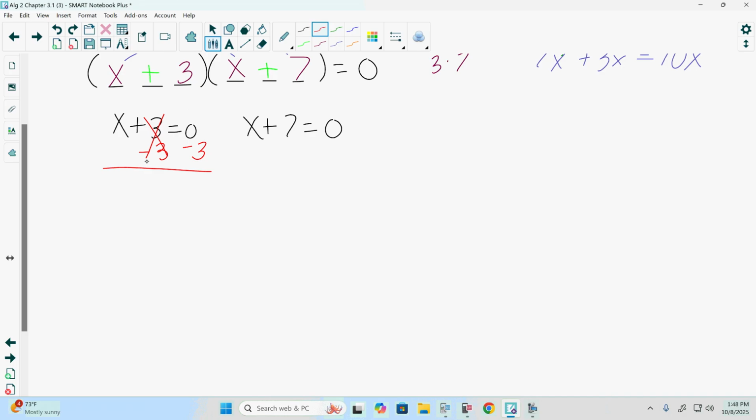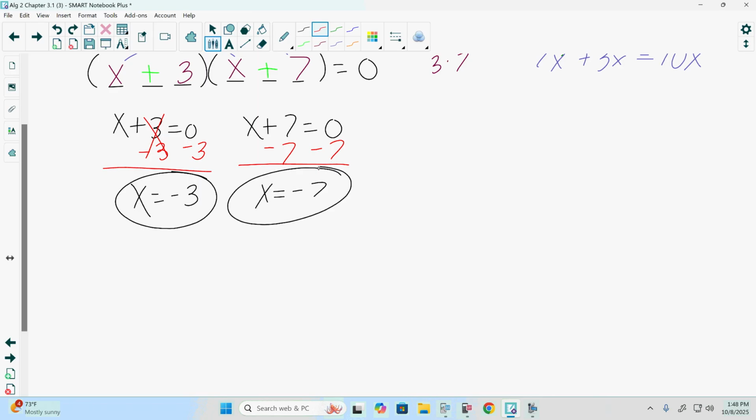This will tell us what x is: negative 3. X plus 7 is equal to 0. So the first thing we would need to do here is subtract 7 from both sides, telling us x is negative 7. Questions on this here?